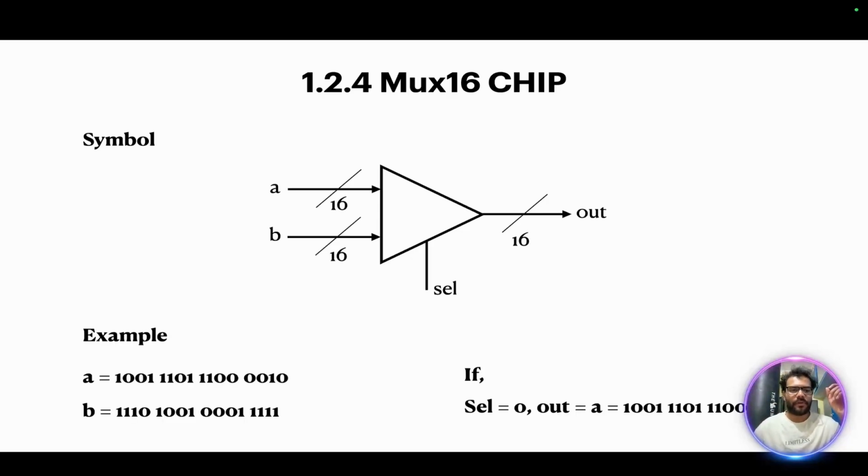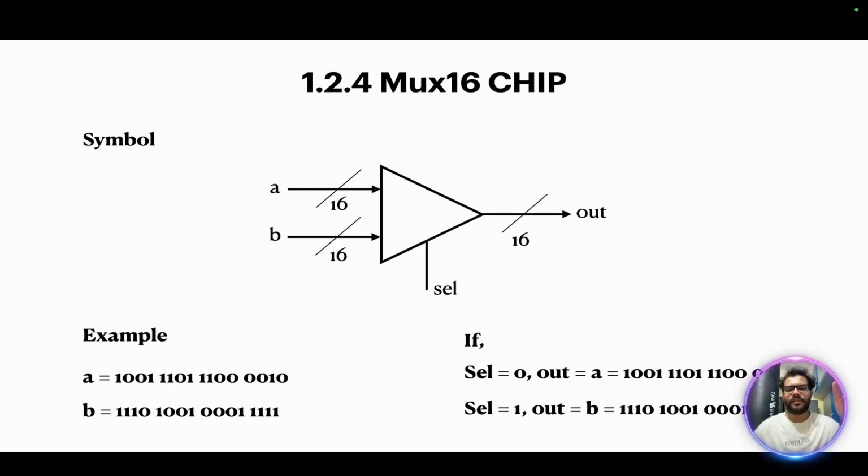Let's take an example. I've taken the same A and B values from before. If the selector is 0, then the output is A. We select A, and the entire 16 bits of A is simply the output. Whatever input you have given A will simply get output. And if the selector signal happens to be 1, it will be B. So that was the end of the 16-bit variant chips.